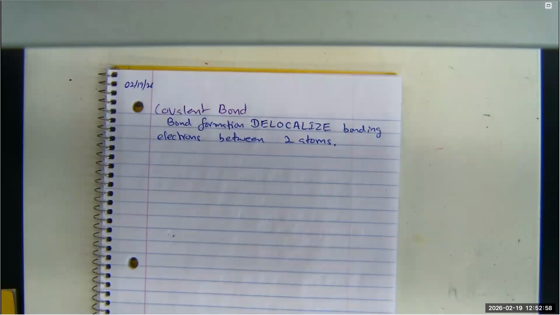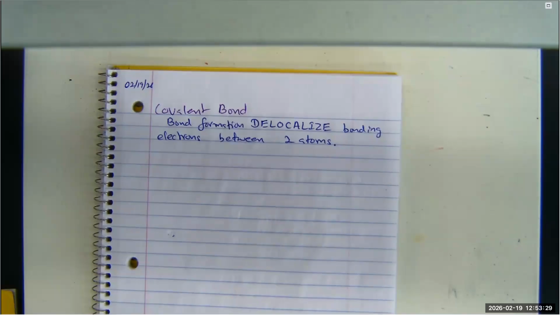It's just like this, right? You are in the classroom now. Once this class is over, you can be between this classroom and then maybe the UA Mall or maybe the student union, right? Anywhere in between. So you're going to get delocalized between UA Mall and this classroom, or the student union and this classroom after the class is over. Just like that, after the bond formation, the bonding electrons are getting delocalized or spread out between two atoms.